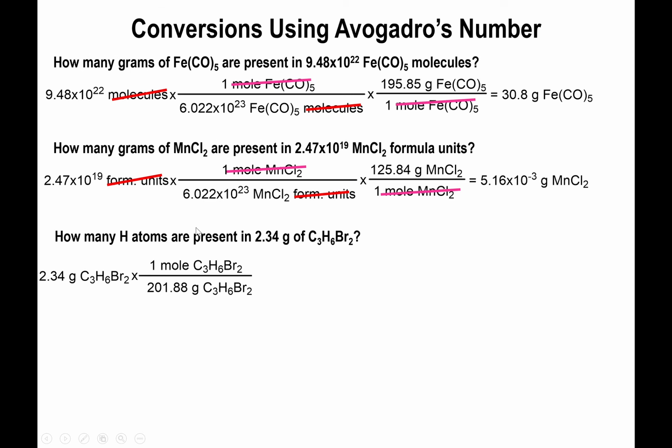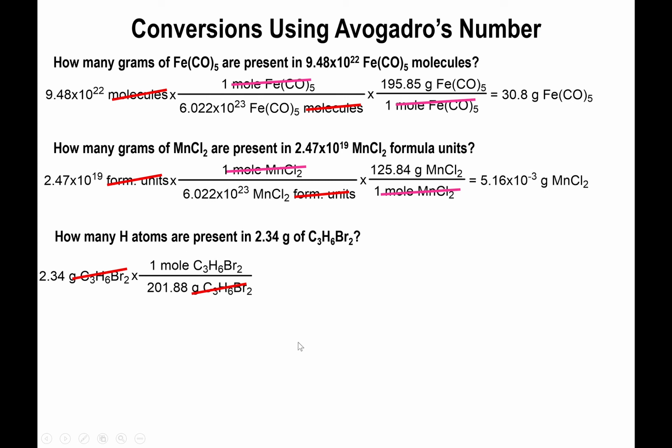Okay, so coming back to this problem, we start with 2.3 grams of the molecule. We divide it by grams of the molecule. We know the value to be 201.88 from the previous calculation. On the opposite end of the fraction, we have 1 mole. So the grams cancel out. Now you have moles.